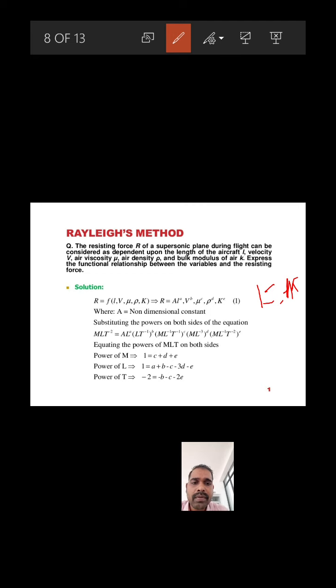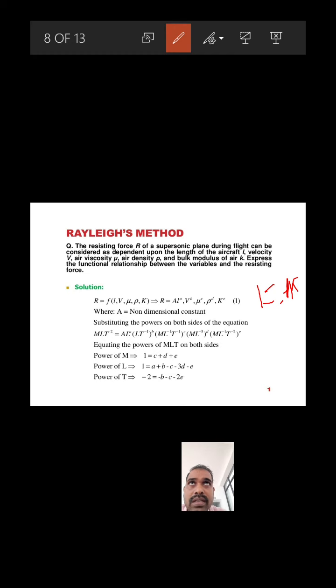Now we are segregating the powers of M on both the left hand side as well as the right hand side, right? Now you come to the power of M. In the left hand side M power 1, so 1 equals, in a there is no M. In c we can see 1 M, so c, plus on the density side we can see another 1 M, that is power d. On the bulk modulus K side we can see another one, so 1 equals c plus d plus e. So we cannot reduce that equation.